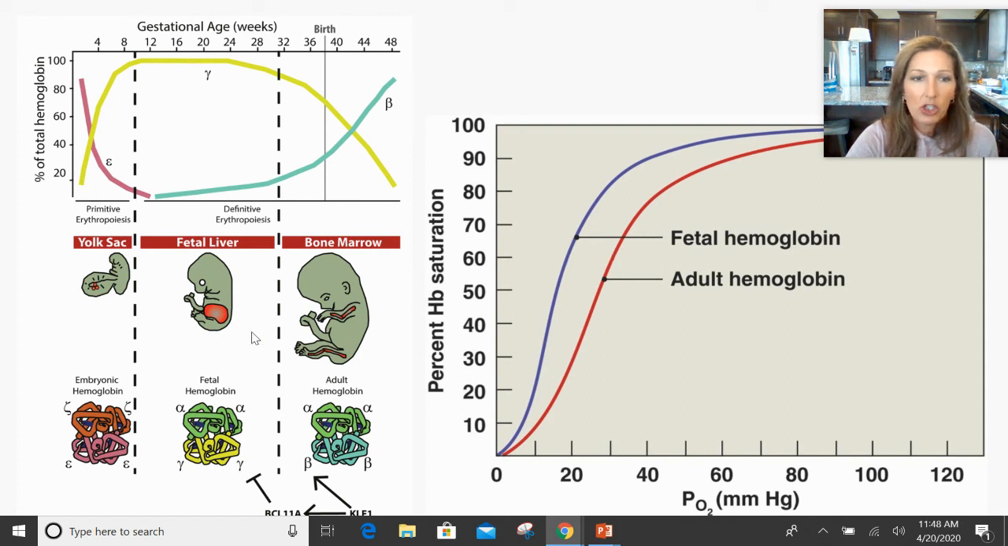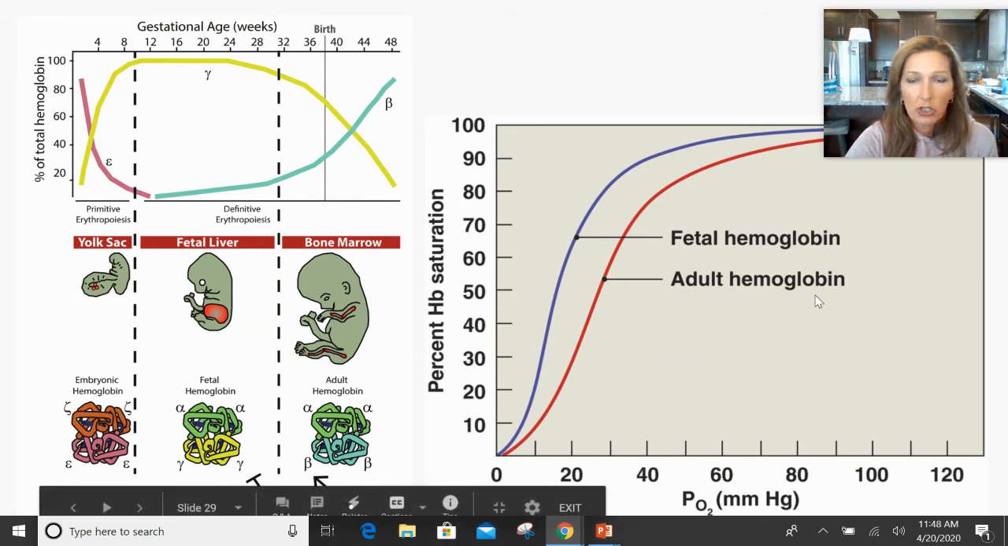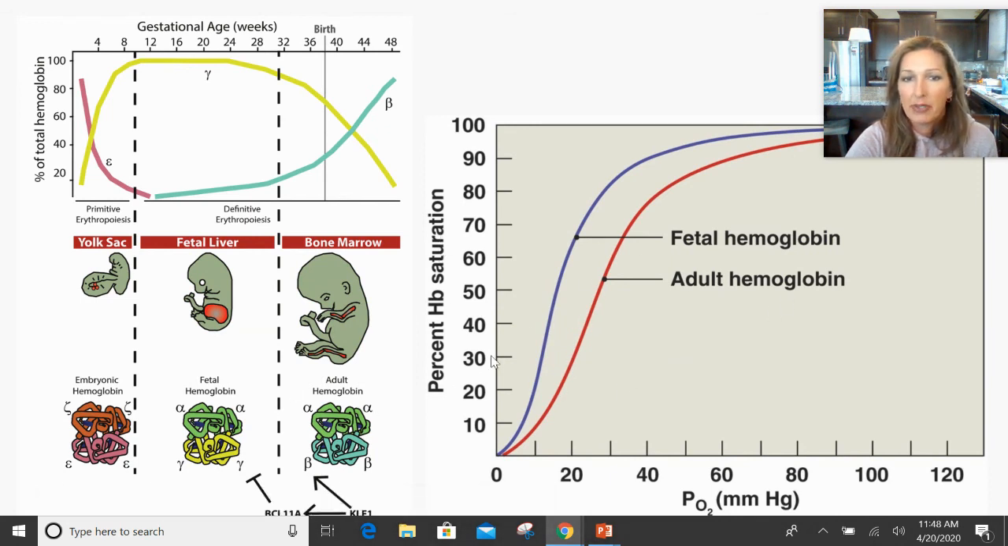So that would just be that change in structure in order to allow for that change in oxygen saturation, depending on the environment. So change in my protein structure gives different saturation rates of my hemoglobin depending on the environment.